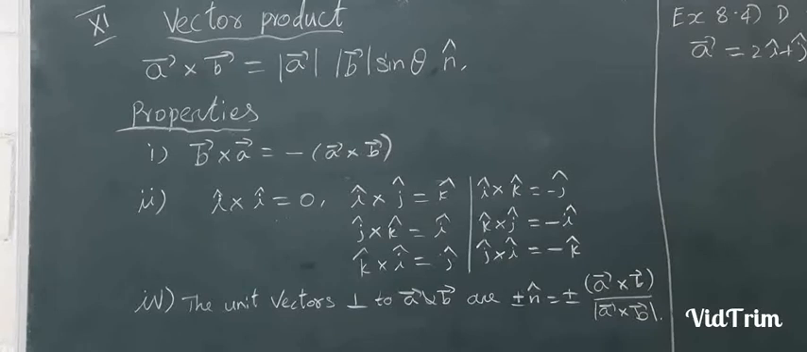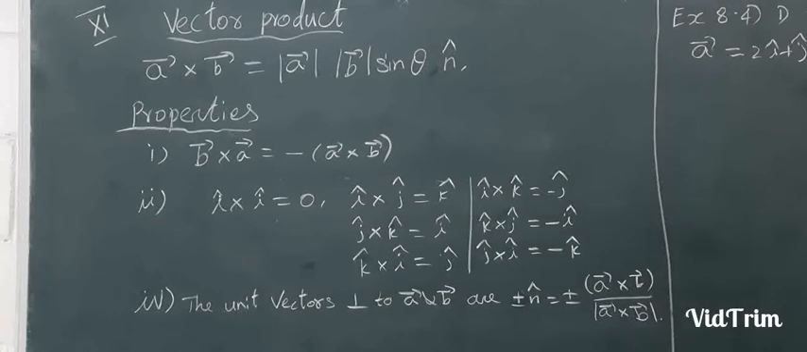If we align the fingers of our right hand along vector A and bend our fingers around the direction of rotation from vector A towards vector B, the thumb points in the direction of A cross B. We may also say A is rotated into the direction of B through the angle theta. So this is called the right-hand system.